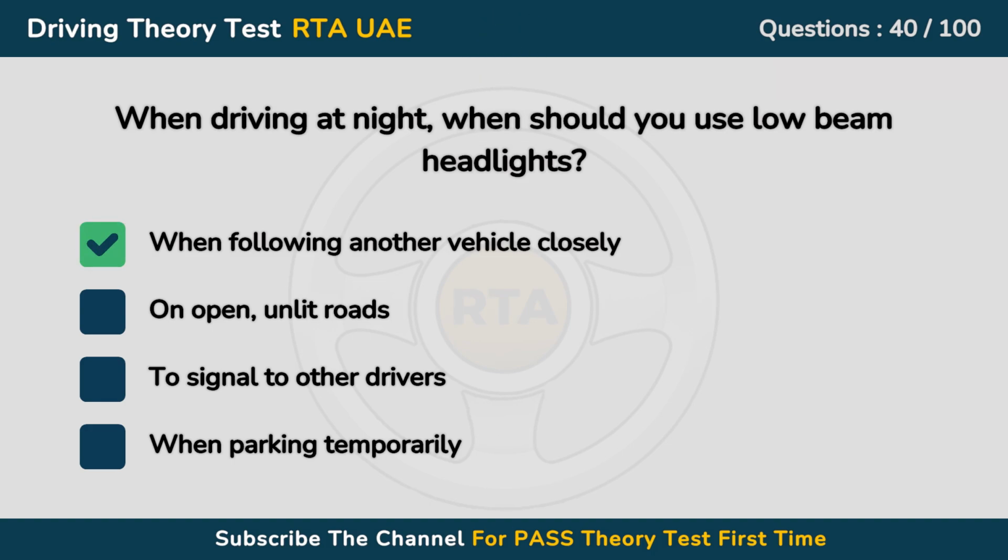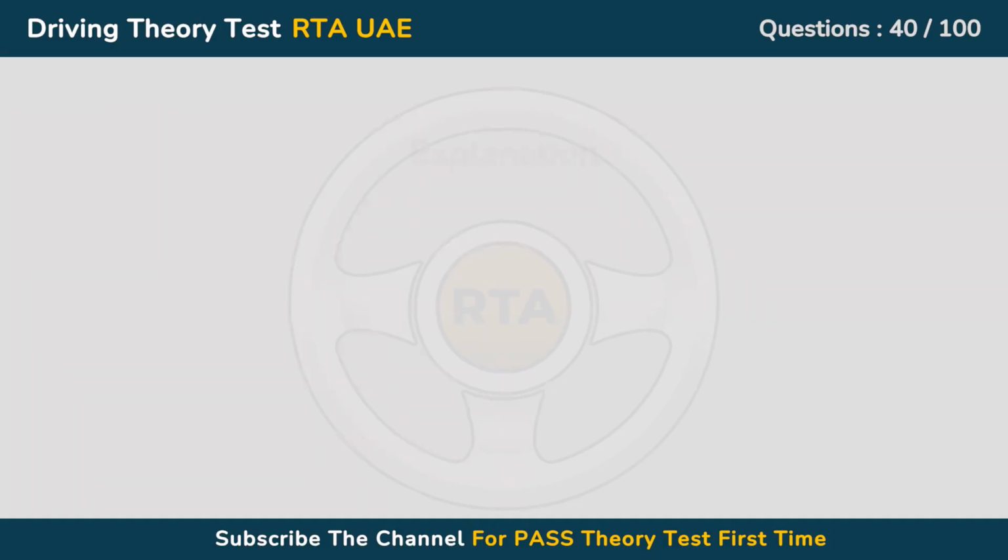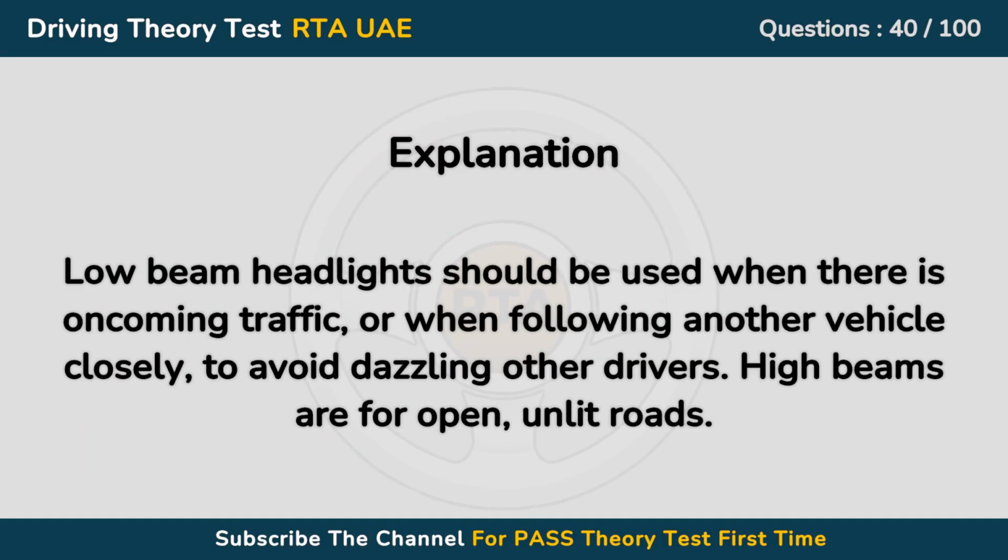Answer is A. When following another vehicle closely. Low beam headlights should be used when there is oncoming traffic or when following another vehicle closely to avoid dazzling other drivers. High beams are for open, unlit roads.